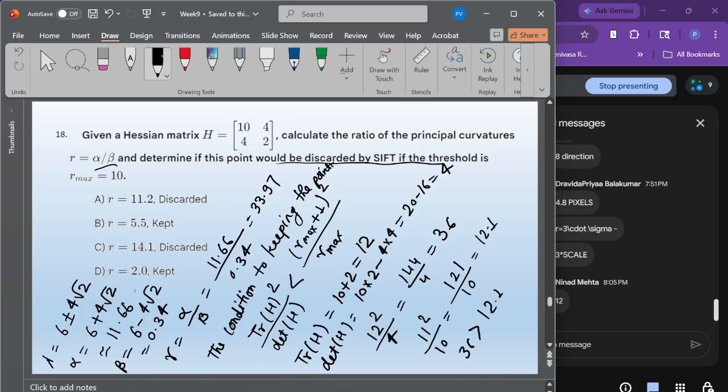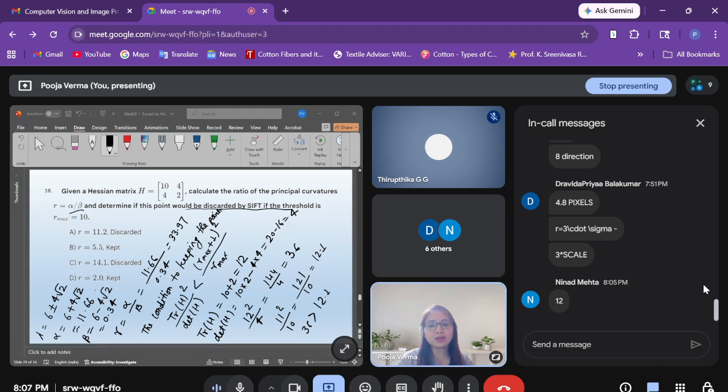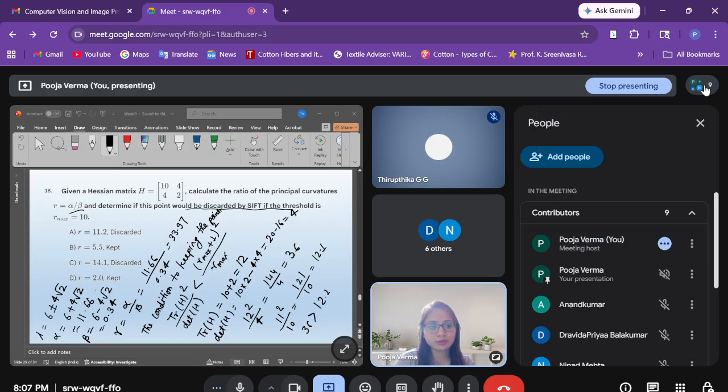Right. So if this side 36 is greater than 12.1, it should be discarded, but the exact value is not the same. So that's why no option is correct here. Yeah. So is it fine to all of you? Any doubt?